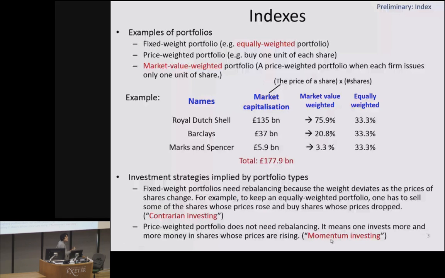It is as if you're believing that companies whose returns were high in the past are likely to have high returns in the future as well, and the companies whose returns were low in the past are likely to have low returns in the future as well. Okay? This is how portfolio types and investment strategies are related. Does that make sense? Of course, in reality, you don't know if companies who did well in the past will also do well in the future.